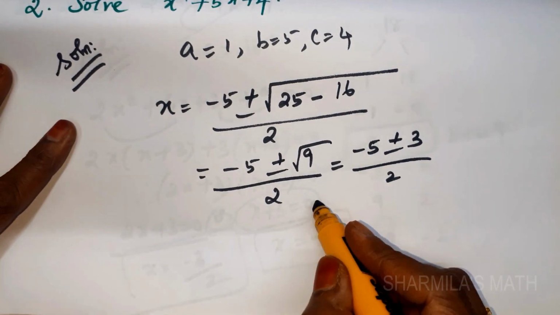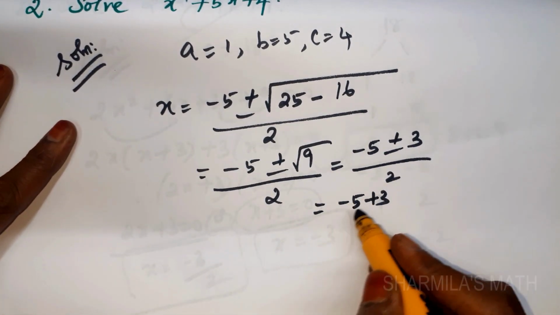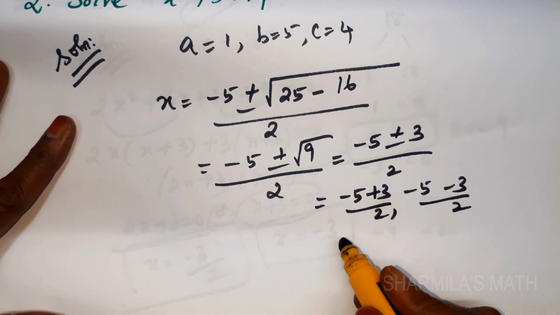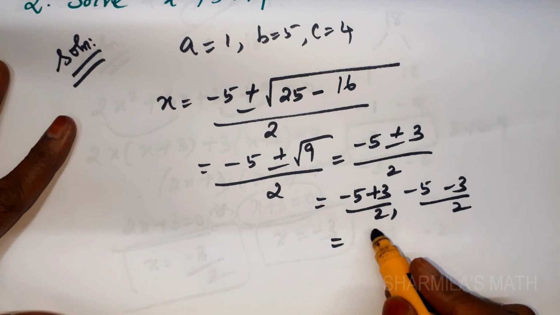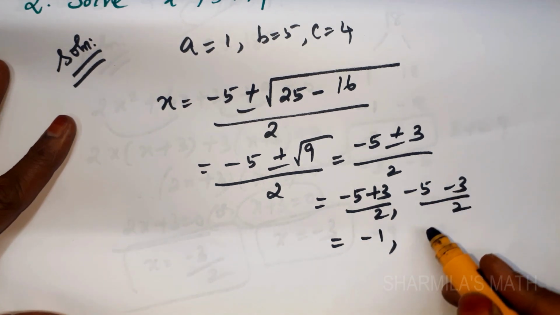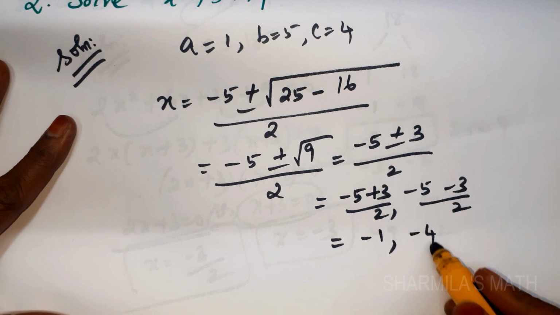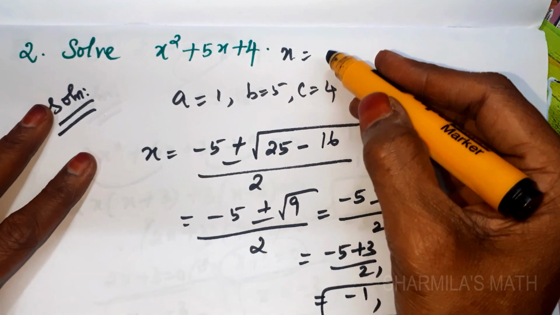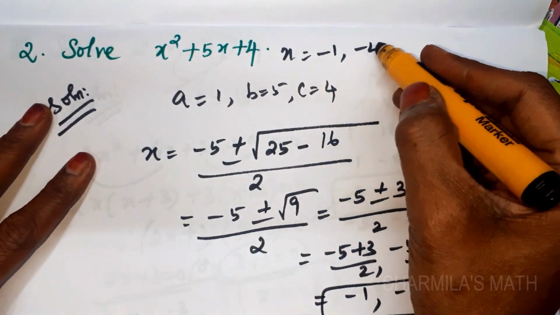So minus 5 plus or minus 3 by 2. So we have two possibilities. Minus 5 plus 3 by 2, and minus 5 minus 3 by 2. Minus 5 plus 3 is minus 2. Minus 2 by 2 is minus 1. Minus 5 minus 3 is minus 8. Minus 8 by 2 is minus 4. So the values are minus 1 comma minus 4.